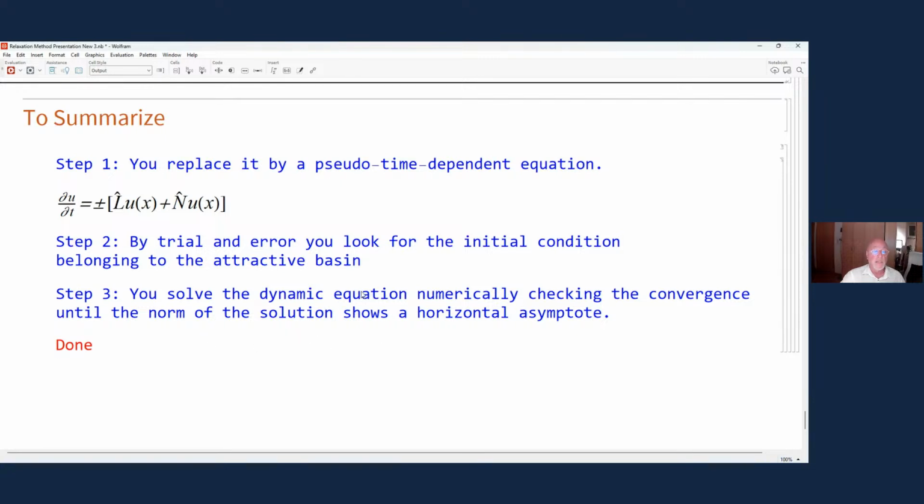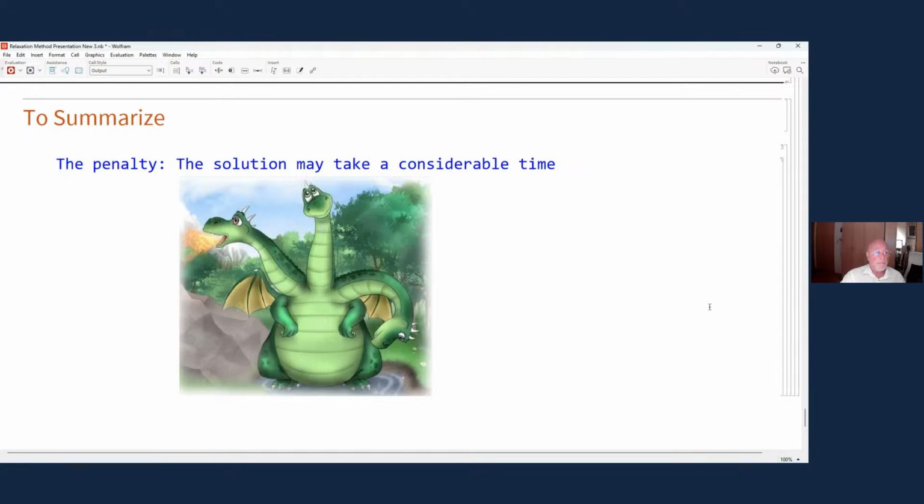Done. Then it's okay. But this method has a penalty, and the penalty is that the solution may take considerable time. I would like to say that many ways in Mathematica bring you to the solution, like several heads of this animal, but one of them will sooner or later bring it there. Thank you for your attention.